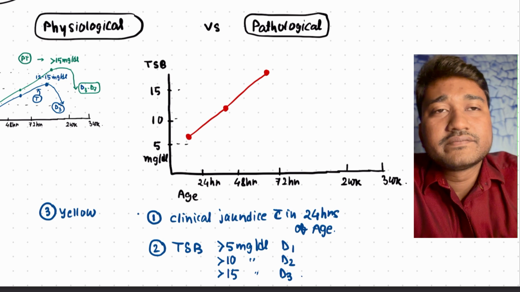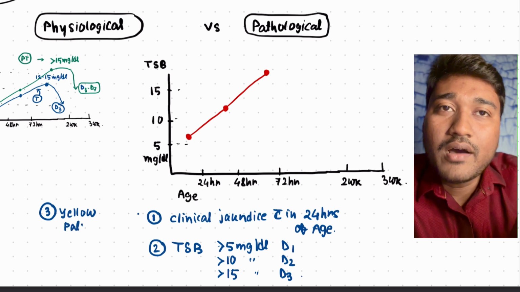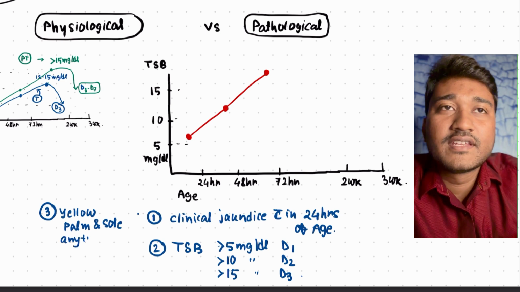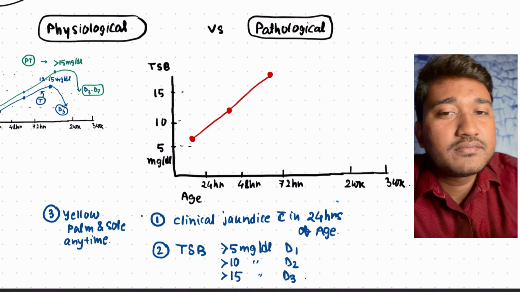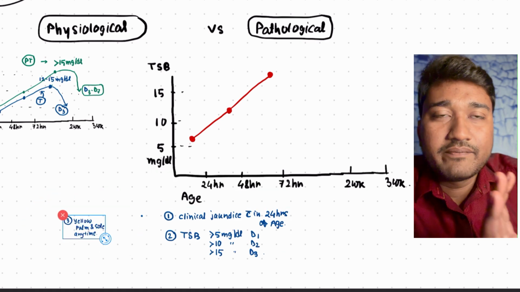And another thing, please remember, if there is yellowish discoloration of the palm and sole at any time, we call it pathological jaundice. This is very important. If there is yellowish discoloration of palm and sole at any time.